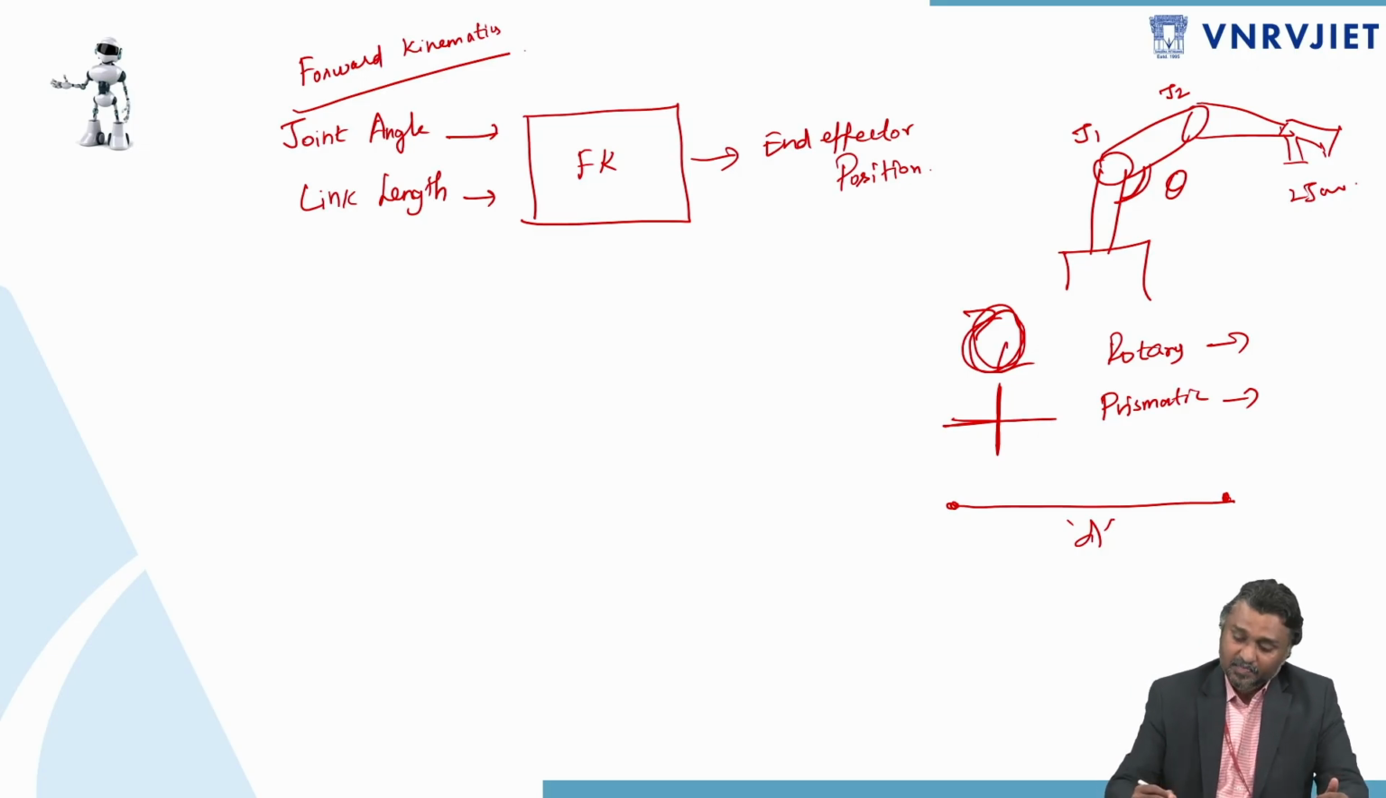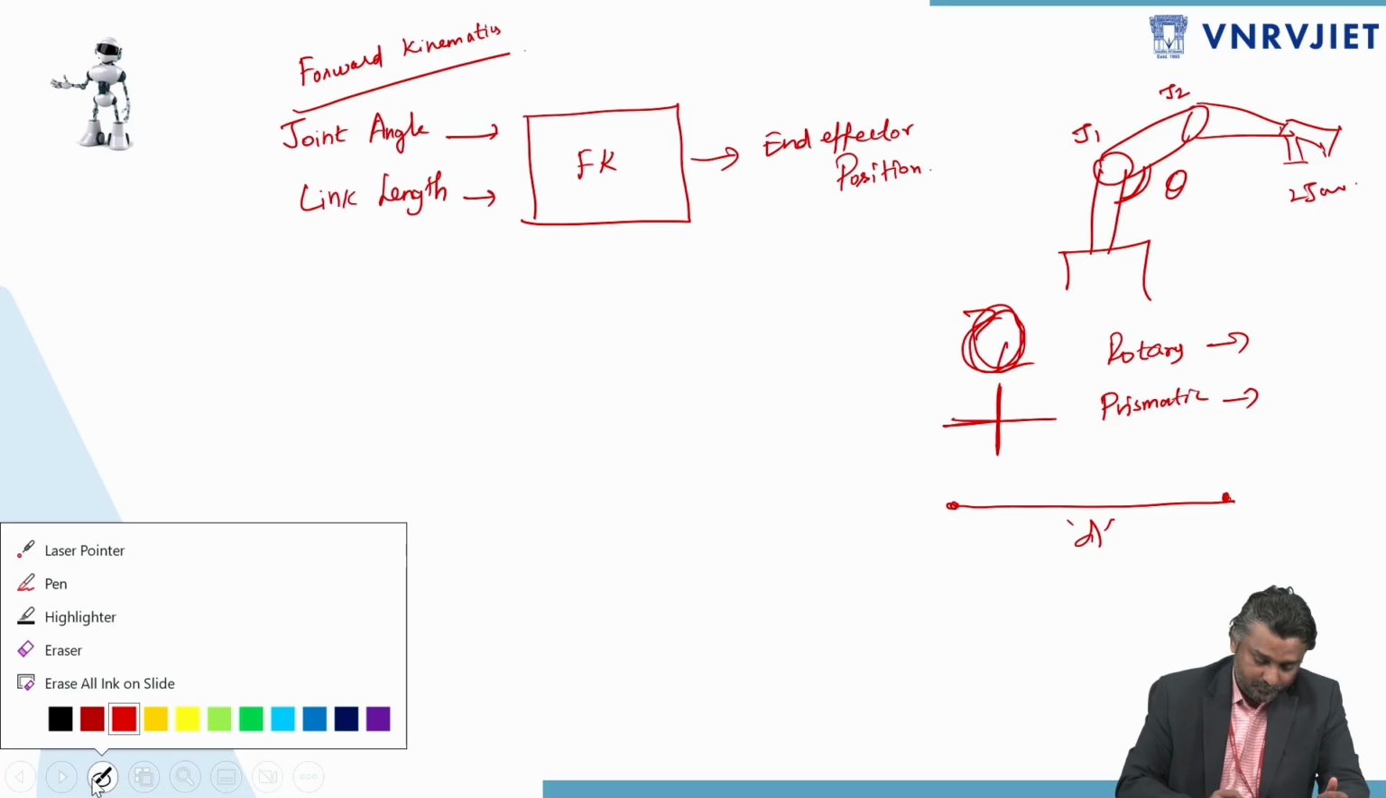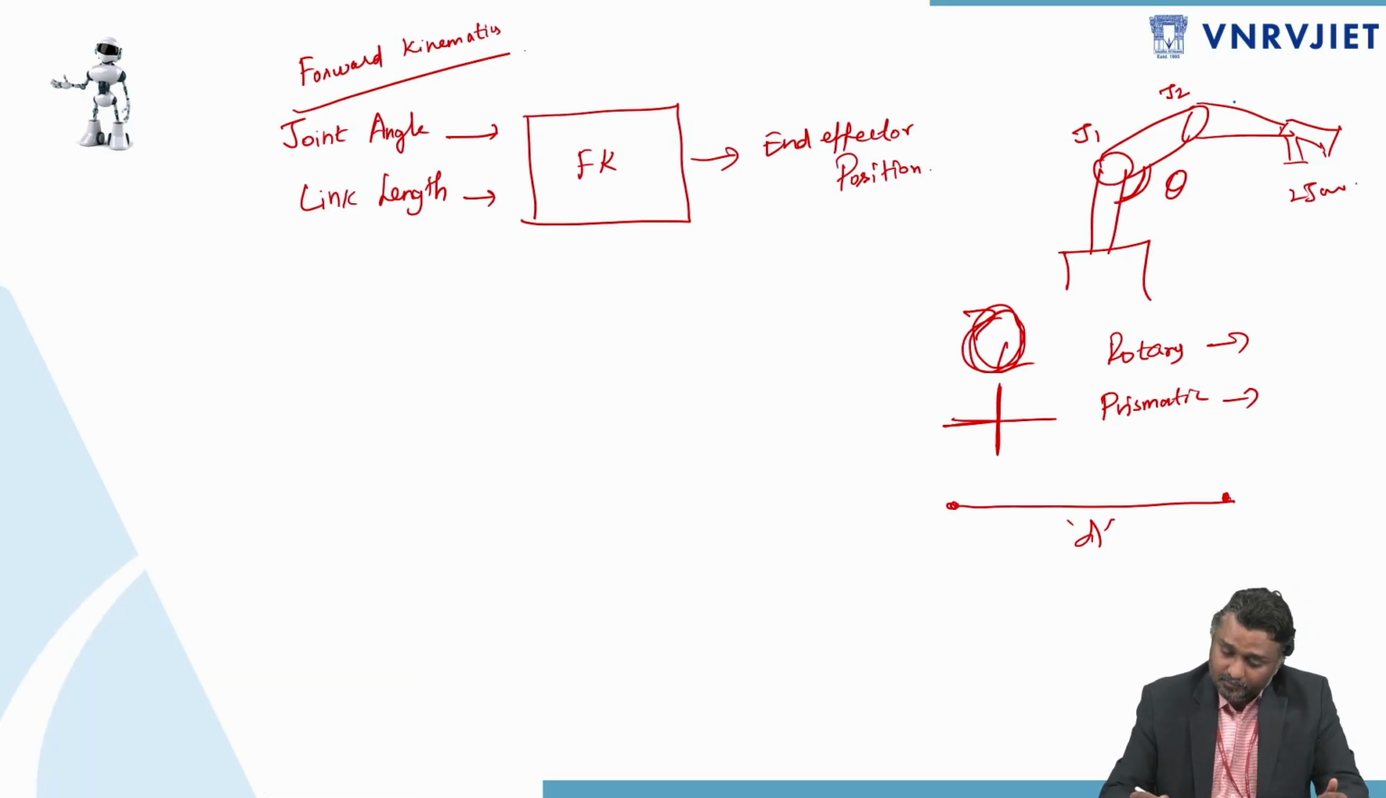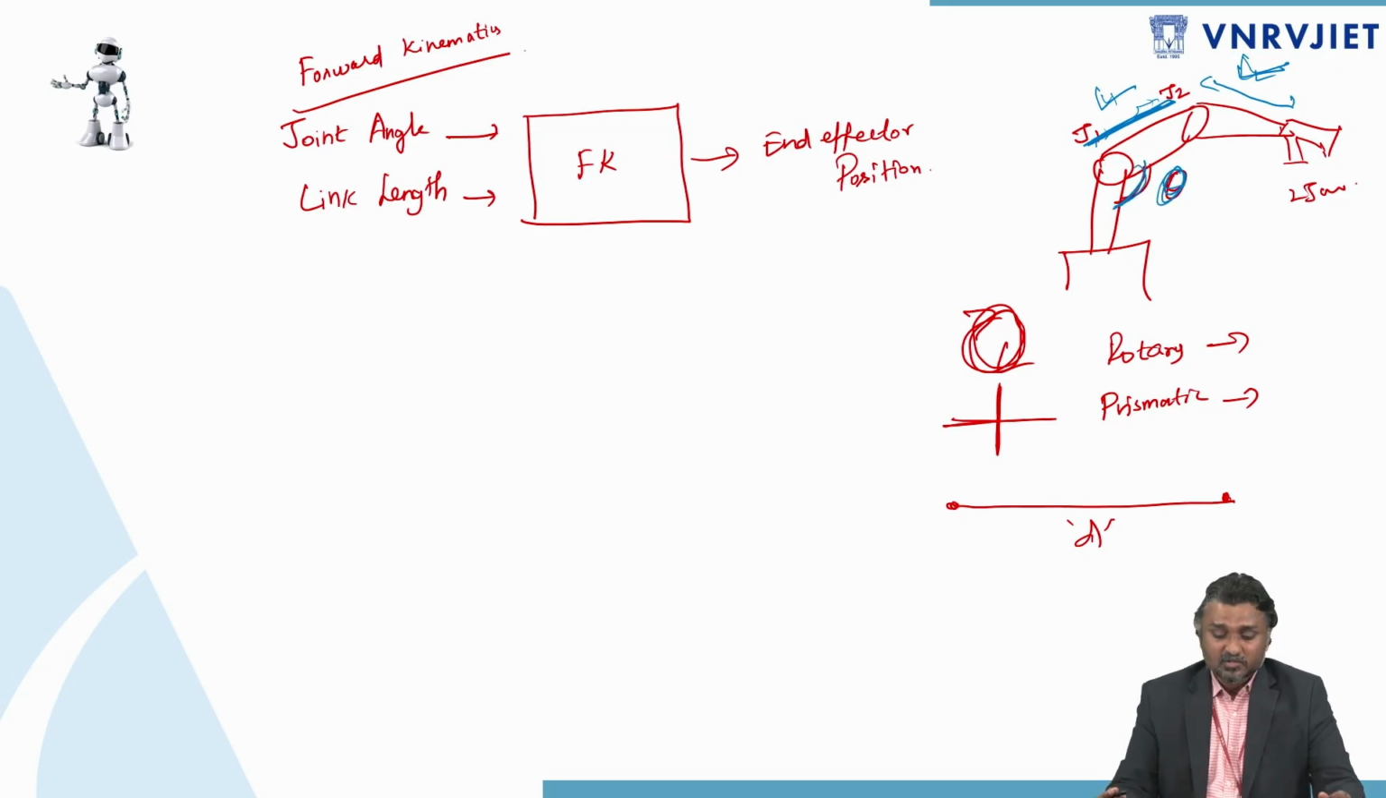Here, this is the link length. This is link 2 and this is link 1. This is one link, this is the other link. So based on the link length and the joint angle theta, we have to identify the end effector position.